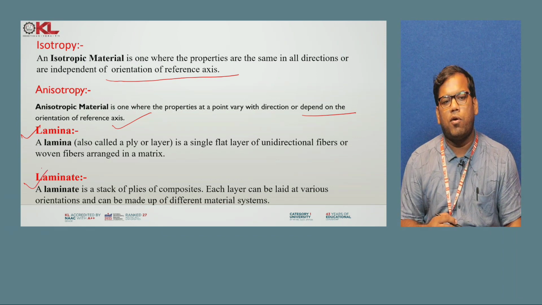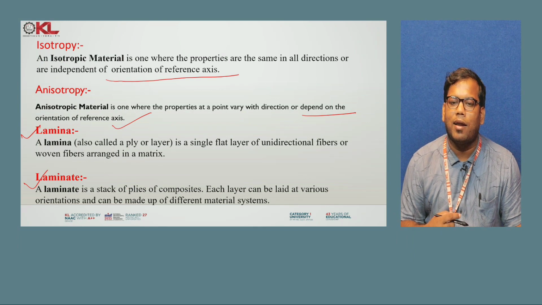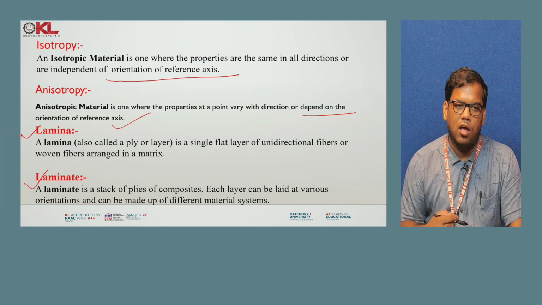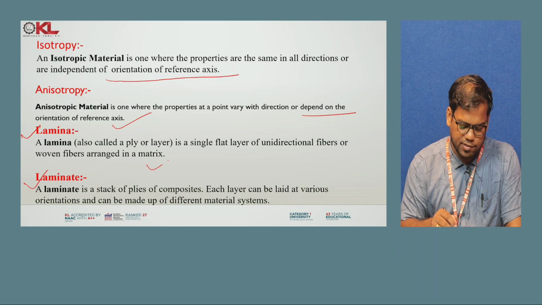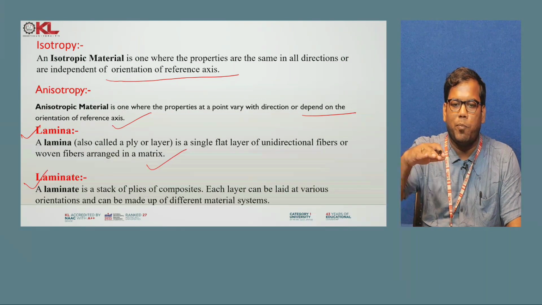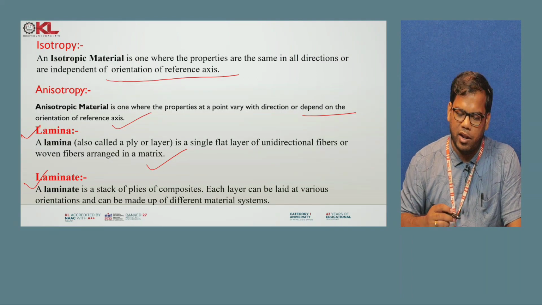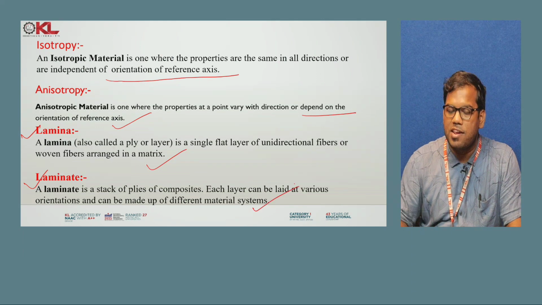Lamina is also called a ply or a layer. It is a single flat layer of unidirectional fibers or woven fibers arranged in a matrix. A laminate is a stack of plies of composite. Each layer can be laid at various orientations and can be made up of a different material system.